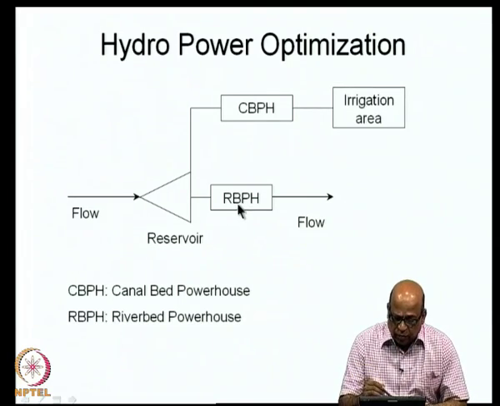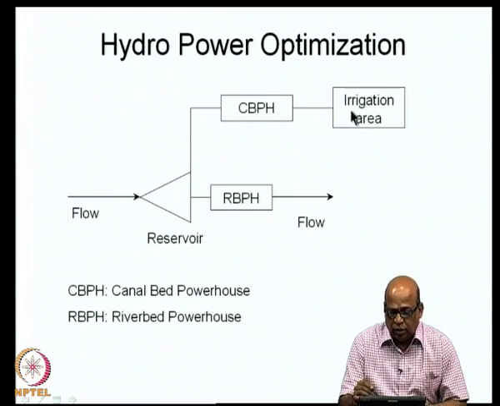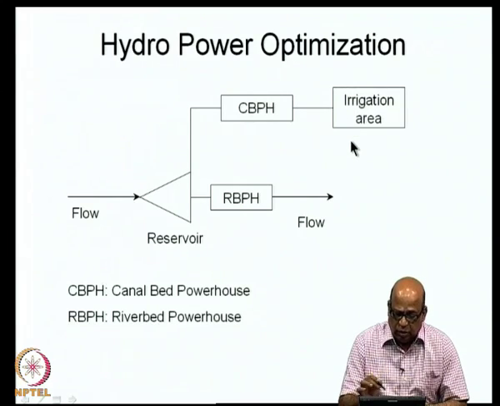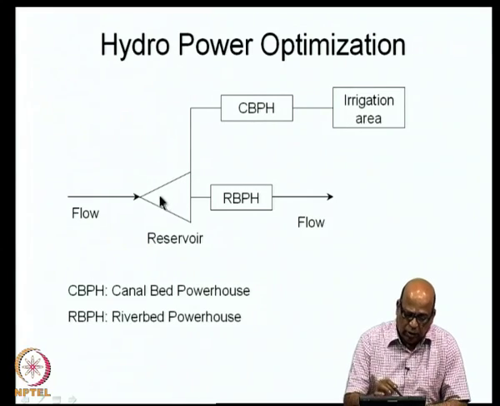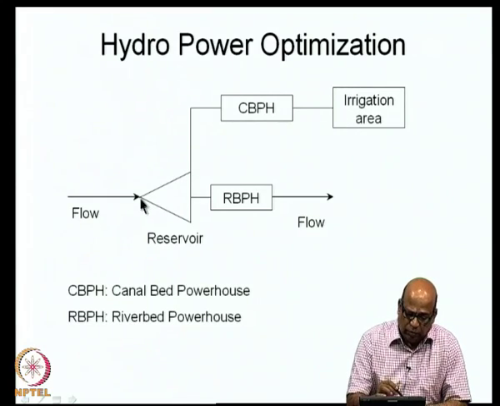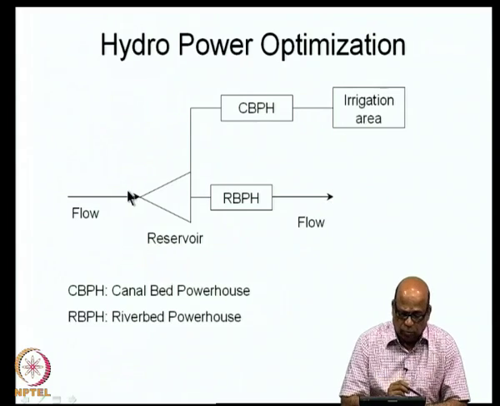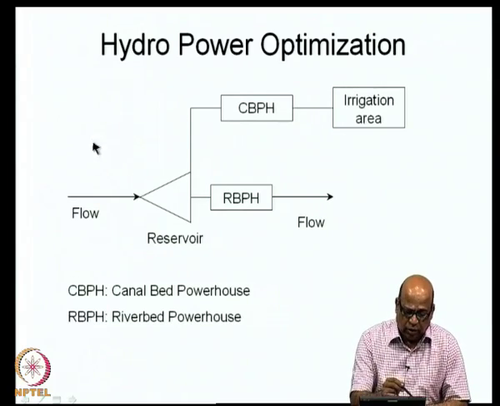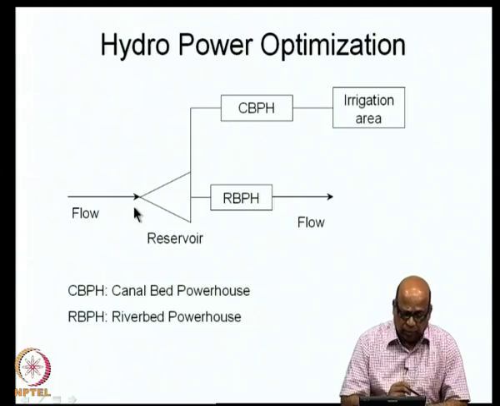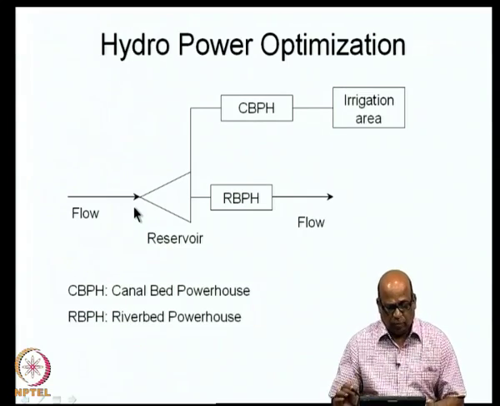We will look at the maximum power that can be generated through the riverbed powerhouse for a pre-specified reliability of meeting the irrigated demands during different time periods in the year. Now, both of these will be constrained by the supply that is available, which is determined by the flows, inflows to the reservoir, and they are generated because of the rainfall in the catchment area. Now, this is a typical problem that we will look at.